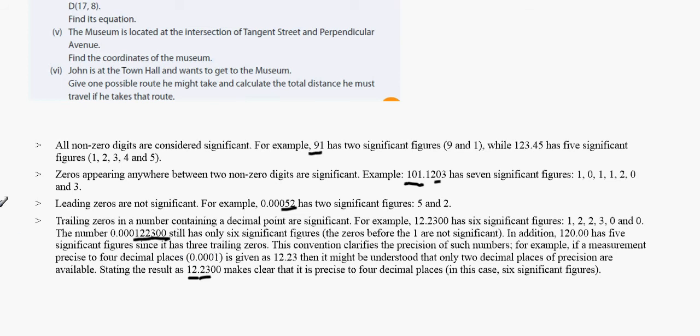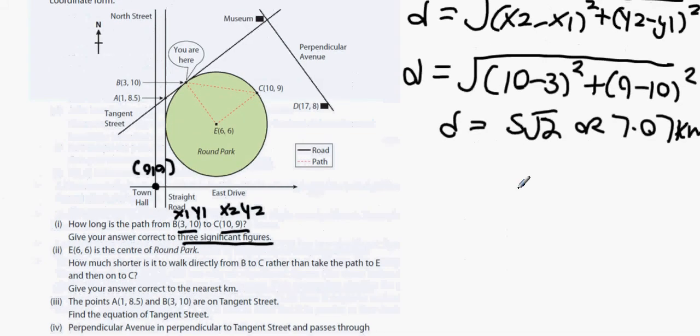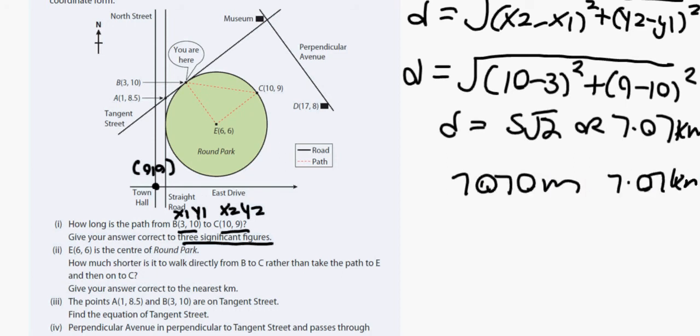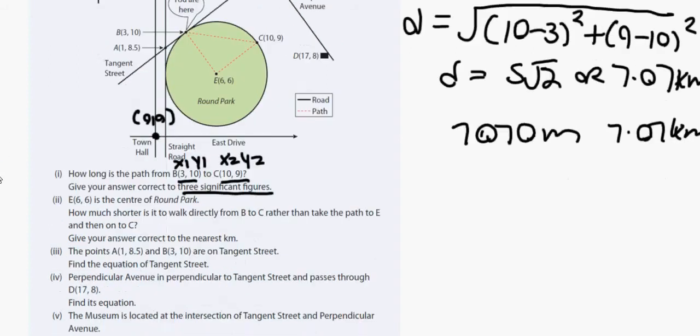This brings us back to the question at hand. 7.07 is 3 significant figures because the zero is in the middle. Or you could rewrite it as 7070 meters or 7.07 kilometers. Okay, now that's the end of the first question.